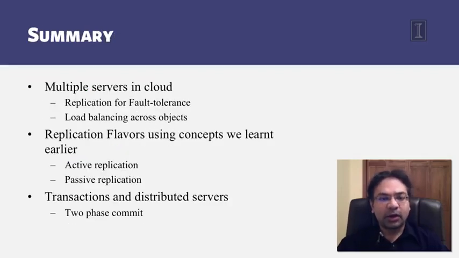So that wraps up our discussion of concurrency control and replication control. For replication control, we've discussed the case where you have multiple distributed servers in the cloud, which are either replicating objects for fault tolerance or load balancing objects across multiple servers with or without fault tolerance. Replication can be implemented using a couple of flavors, active replication and passive replication, and these can be implemented using concepts that you have learned earlier in the course, specifically using flavors of multicast and virtual synchrony. And finally, we have seen how to commit transactions when you have distributed servers in the cloud. The two-phase commit protocol is one of the most widely used protocols today.